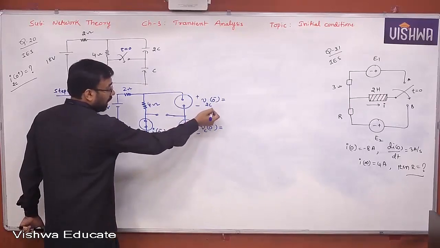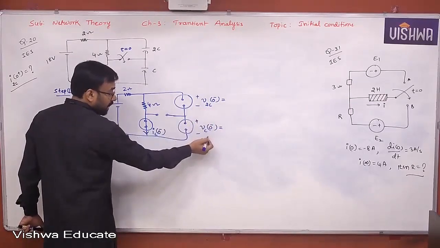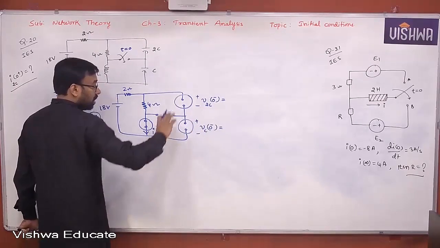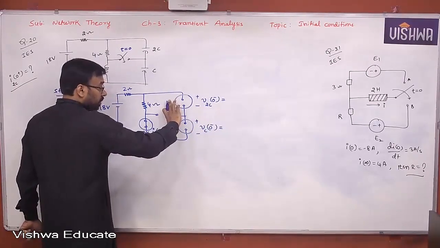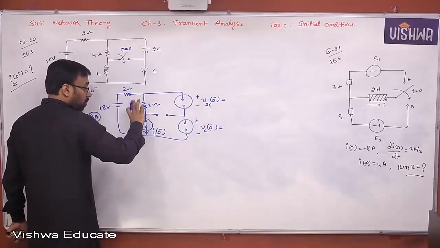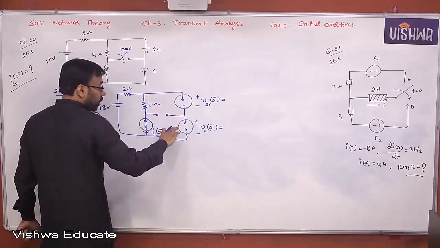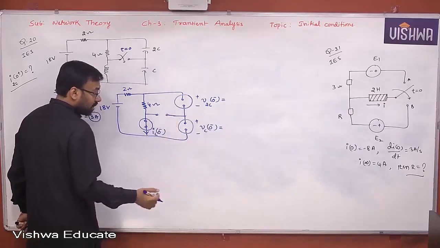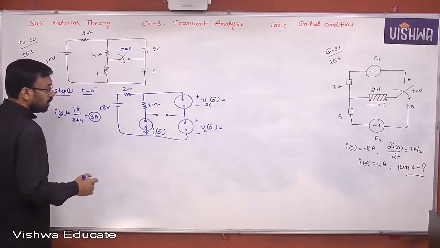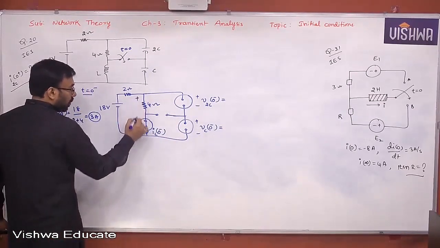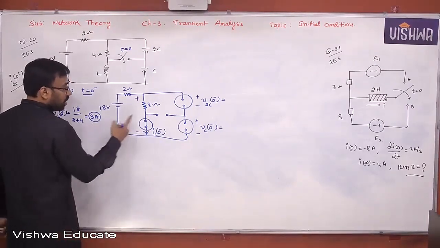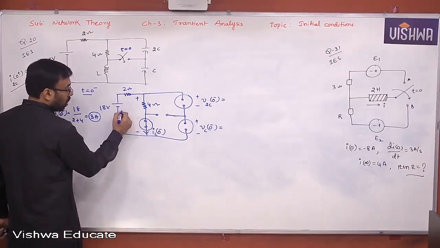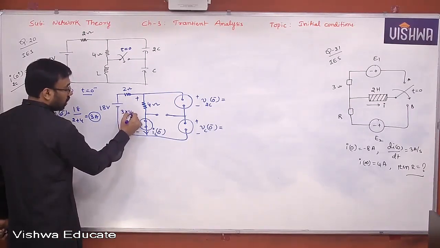Okay, to find V2C of 0 minus and VC of 0 minus, these two capacitors are connected in series. The voltage across 4 ohm will divide into two parts because they are connected in series. But what is the voltage across 4 ohm? Because it is shorted, already you know this is 3 ampere. So 3 into 4, that is 12 volt.